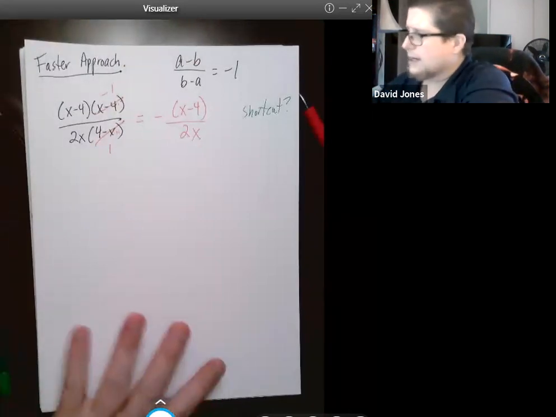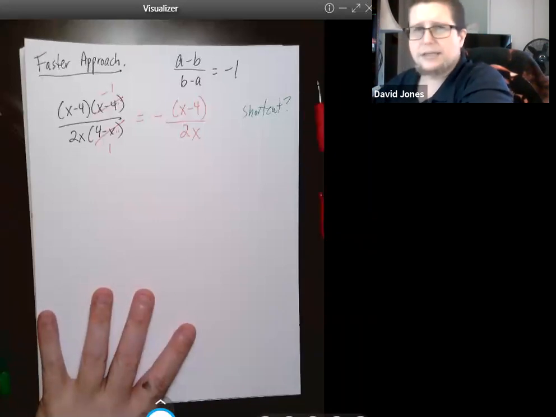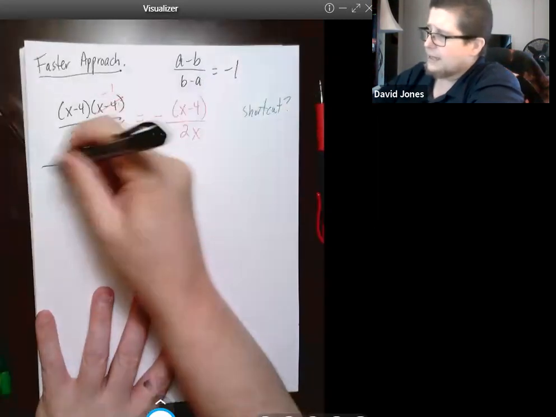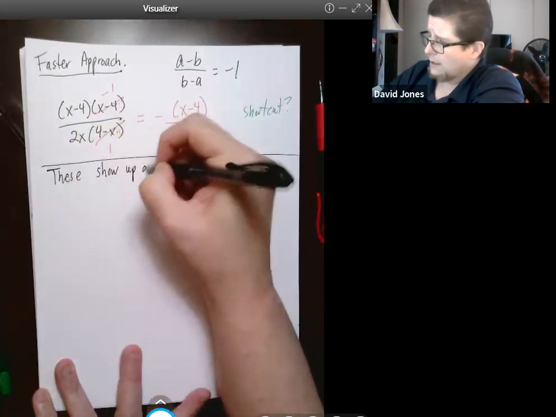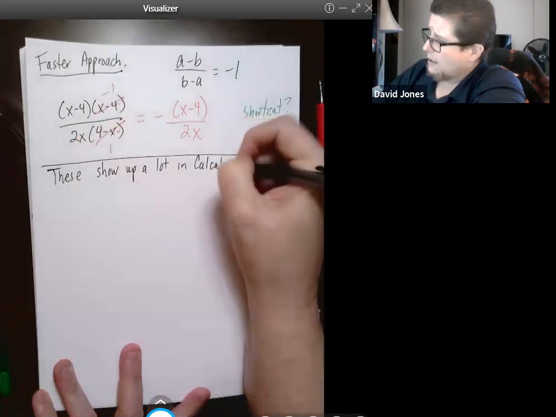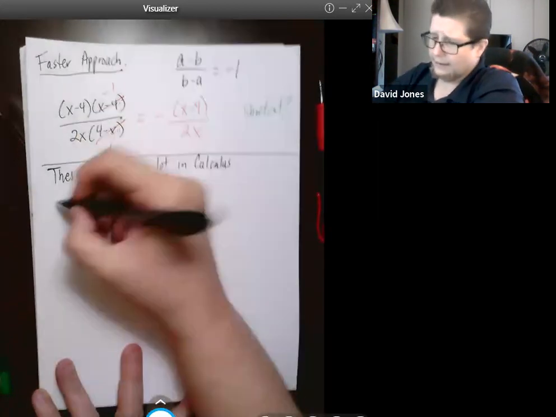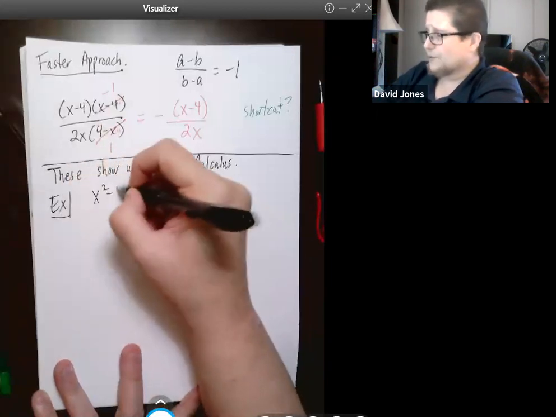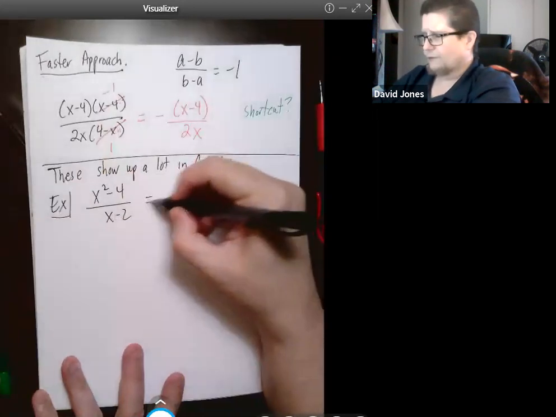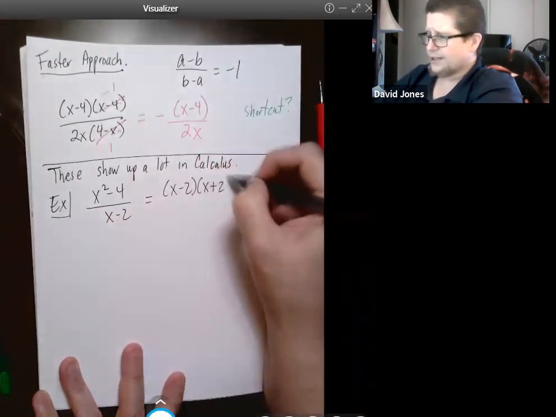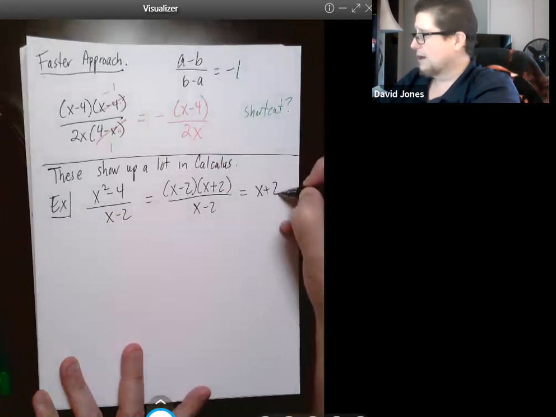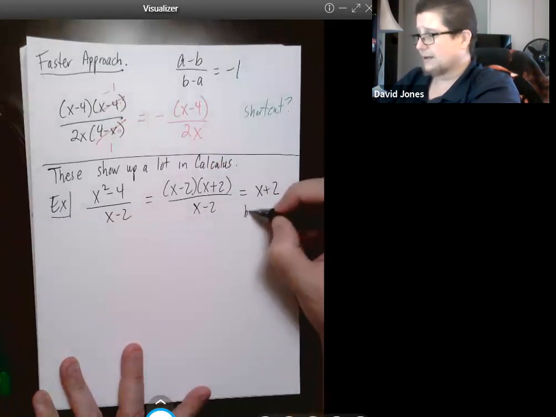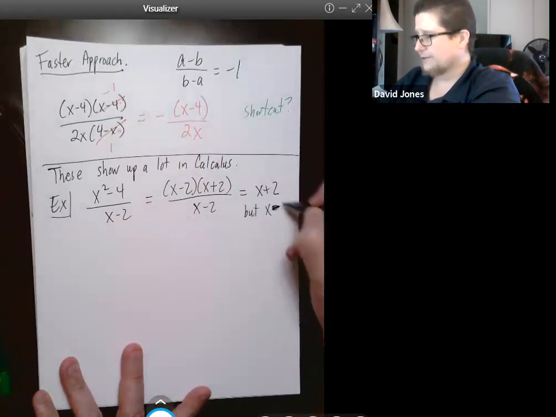The reason you may think this is unimportant, and you're like, where will I use this? These concepts show up a lot in calculus. We might have something like x squared minus 4 over x minus 2. And if we factor the top, we have x minus 2, x plus 2 over x minus 2, which simplifies to x plus 2. But x minus 2 cannot equal 0, which means x cannot equal 2.